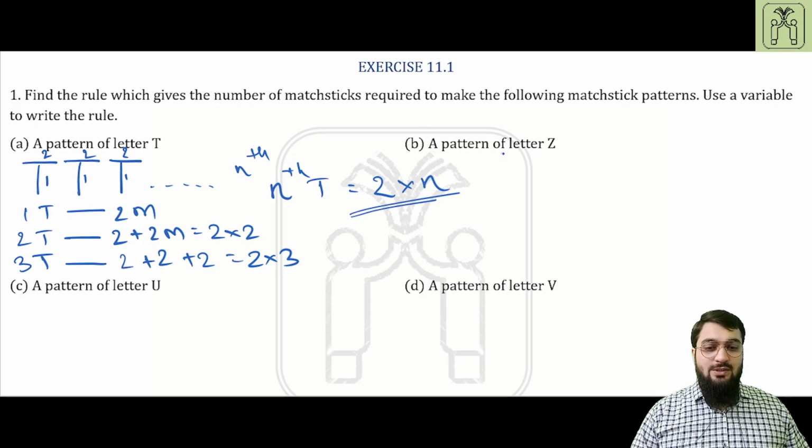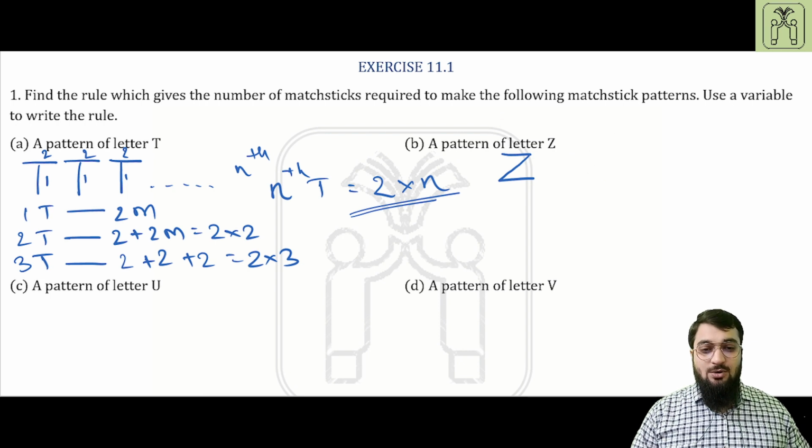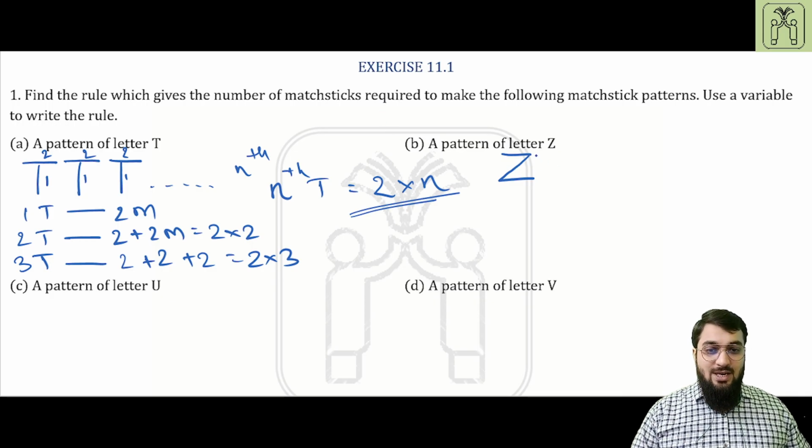Pattern of letter Z. So Z can be written in the following manner. It can be written in this manner, or it can be written as a letter 2, that is like this. It can also be written like this if that is for a clock or something, digital clock, etc. But generally it is written like this, that is letter Z. And if it is written in the form of a pattern, so what will be done? It will be joined at corresponding vertices adjacent to each other, and this will be the nth Z.